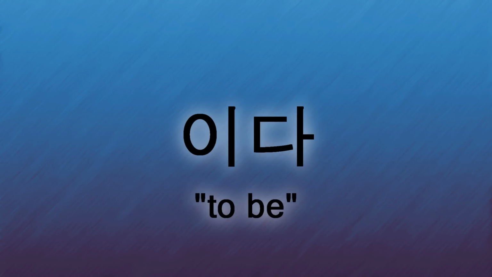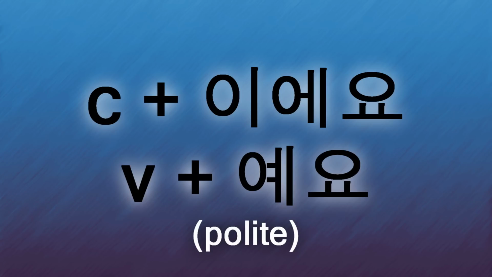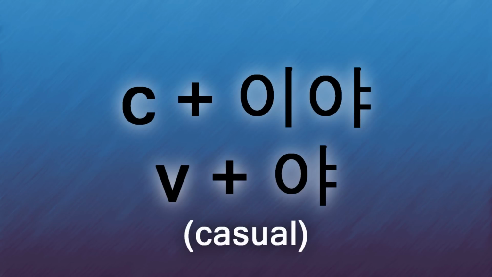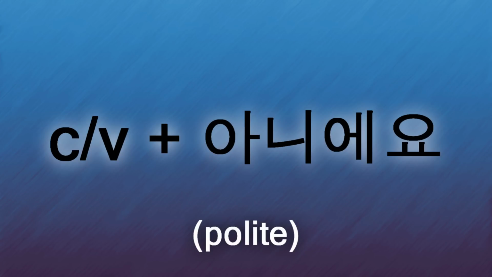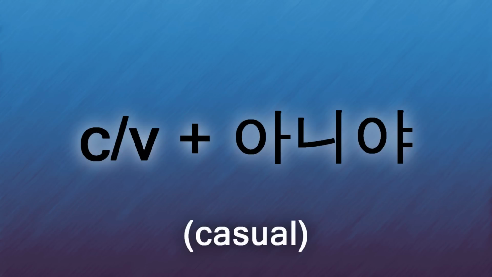Another one of the most common verbs, ida, also has a special way to be conjugated. Ida becomes ieo after a consonant, or yeo after a vowel. In casual speech, this would be ya after a consonant and ya after a vowel. Anida, however, only becomes 아니에요, regardless of whether it comes after a consonant or a vowel. In casual speech, this becomes 아니야, also regardless of whether it comes after a consonant or a vowel.